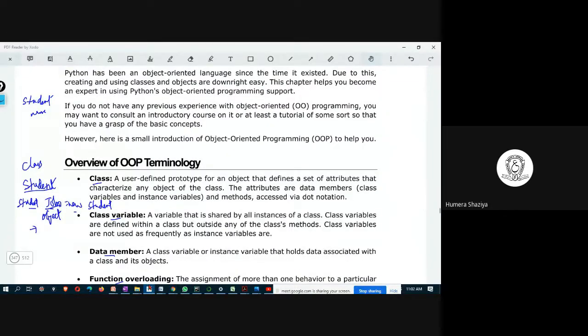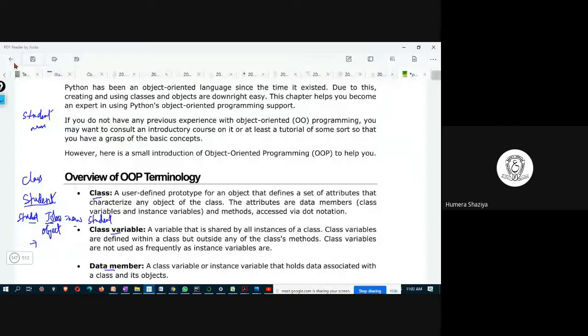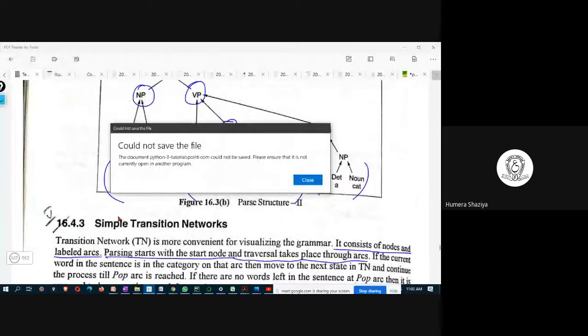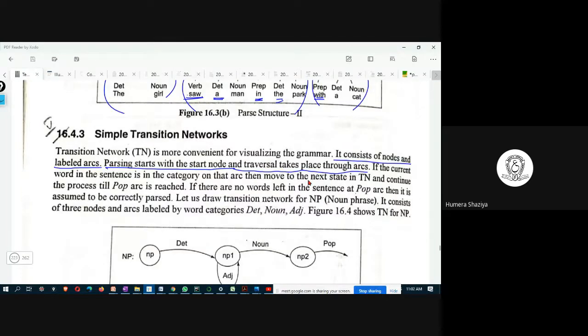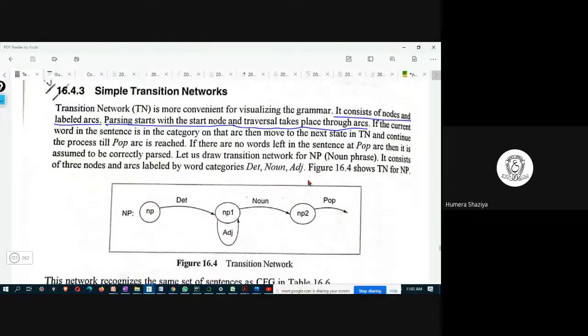Good morning, students. Today's topic of discussion is simple transition networks. We are learning grammars and parses. We have covered link grammar, chart grammar, and we have seen how to build a parse tree in a top-down and bottom-up manner. Now, the next method is simple transition network.